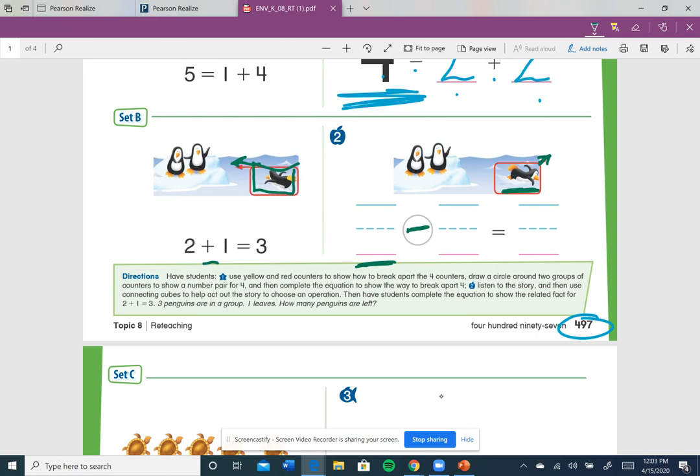So at one time, how many penguins were on the iceberg? 1, 2, 3. 3 of them were on there. How many left? One's leaving. How many are left over? 2. Okay.